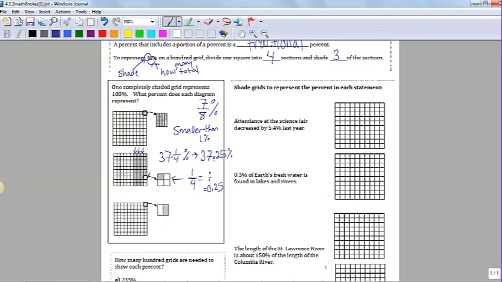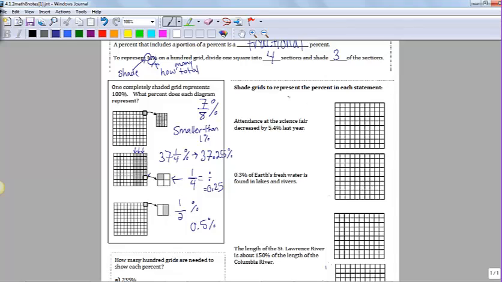All right, last one here. This one is not all the way shaded again. It's not a full square, so it's going to be smaller than 1. We've got 2, one of them is shaded, so we've got 0.5%, or most people are comfortable with 0.5.